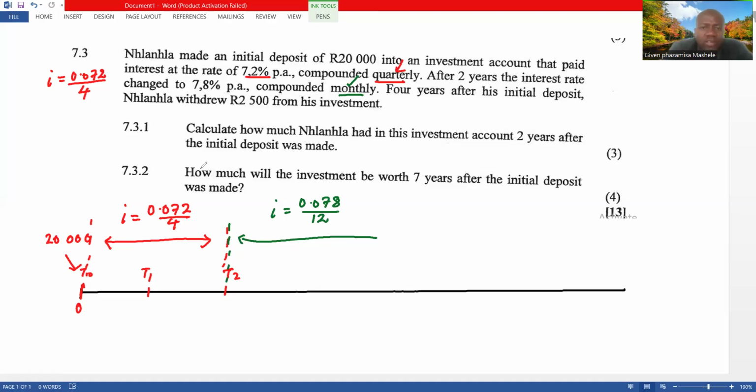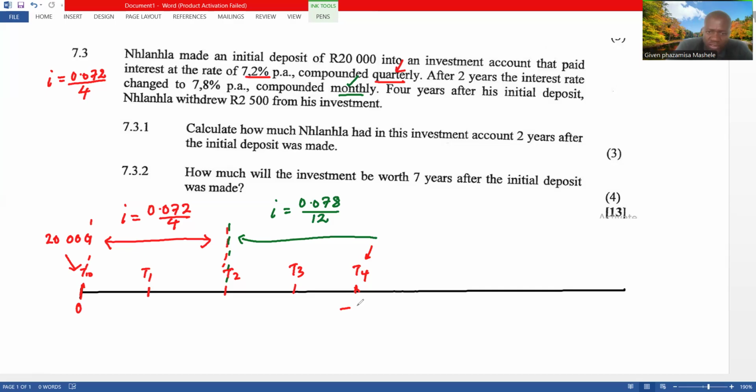All right, then we are told that 4 years after his initial deposit, let's say it's 1 year, 2nd year, 3rd, and 4th, because they said here 4 years after his initial deposit. It's 1, 2, 3, 4. They're referring to 4 years after his initial deposit, Nhlanhla withdrew, which means there was a subtraction.